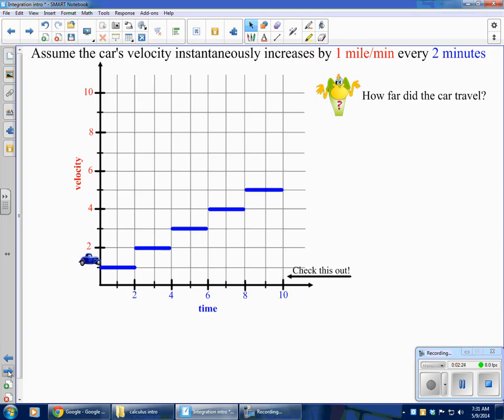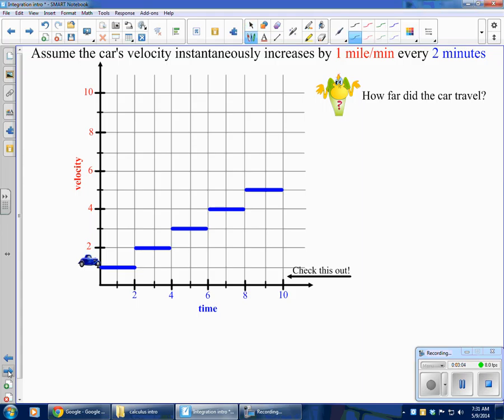Well, now let's take a little more interesting example. Now assume that the car is somehow able to instantly increase its speed by 1 mile per minute every 2 minutes. So from minute 0 to 2, it's going 1 mile per minute. And then magically it can just instantly increase, and for 2 minutes go 2 miles per minute, and then instantly increase 3 miles per minute, 4 miles per minute, 5 miles per minute. Now we're obviously getting somewhat out of the range of reality here if we're going 5 miles per minute, but let's just go with it. Assume this is a really fast car. Again, Zeno has a massive engine in that thing.